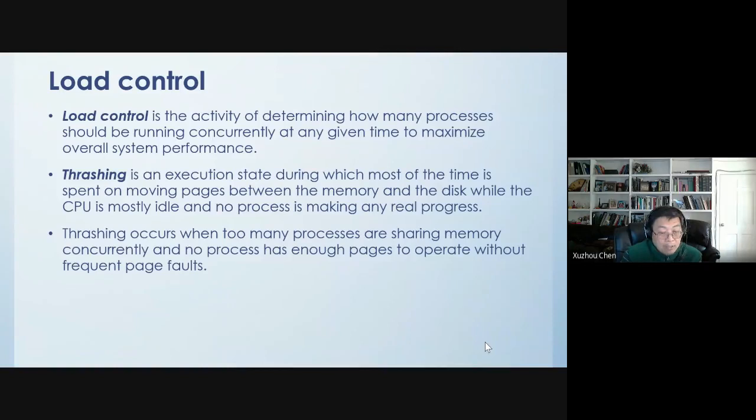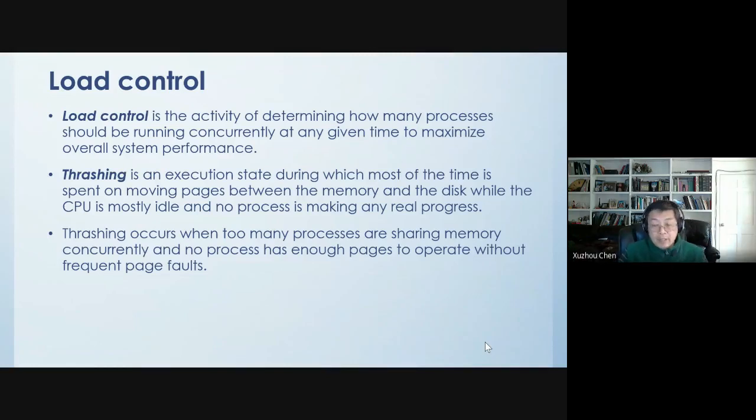Okay. So that's the reason why we want to reduce the number of page faults. That's the number one priority. To do this, the operating system has an activity called load control. Load control is the activity of determining how many processes should be running concurrently at any given time to maximize overall system performance. To reduce the number of page faults, the best way is to reduce the number of programs running concurrently.